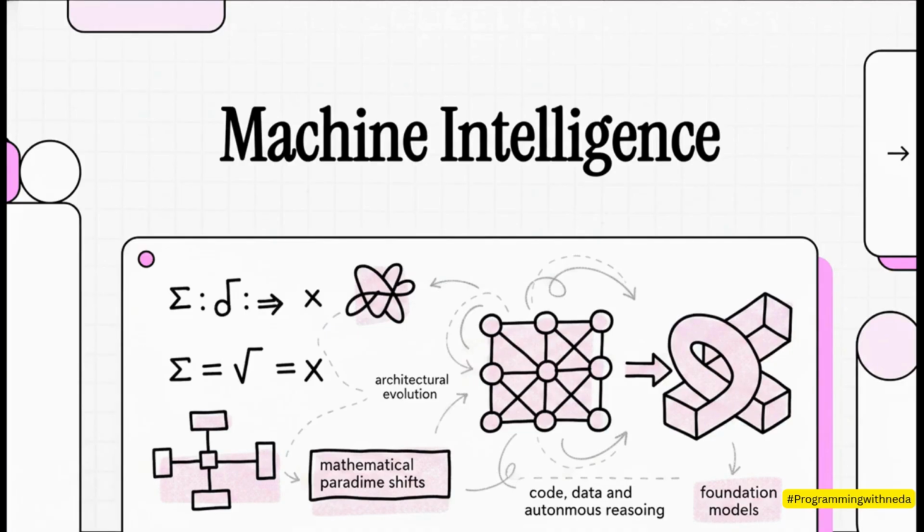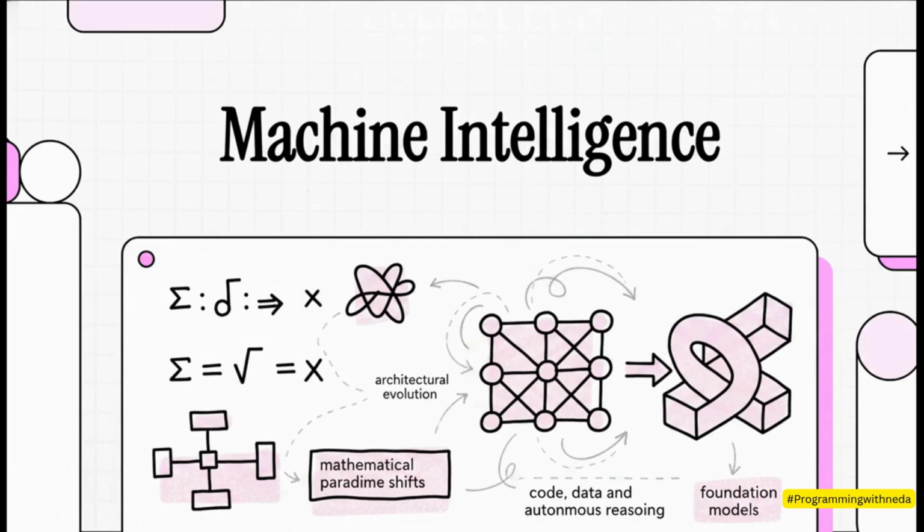So, in today's explainer, we are going to map out the entire architectural evolution of artificial intelligence. We'll be taking a look at exactly where this discipline started, the massive mathematical paradigm shifts that literally rewrote our software methodologies, and how we actually arrived at the astonishing foundation models we use today.